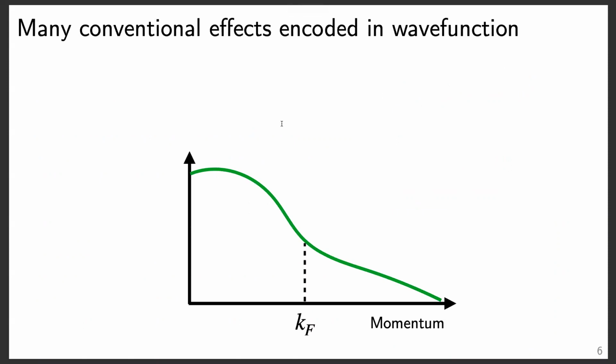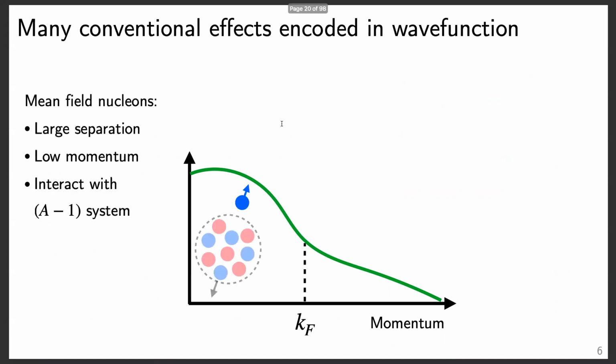And so as I said, many of the things that we know, quote unquote, about the nucleus go into calculating the nuclear wave function. And you can split the nuclear wave function into two pieces. This was touched on in yesterday's talk by Ellie. You have this low momentum part of the wave function where you have these nucleons that are in a mean field. They have large separation, moving with relatively low momentum, and a single nucleon interacts with the mean field of the A-1 system.